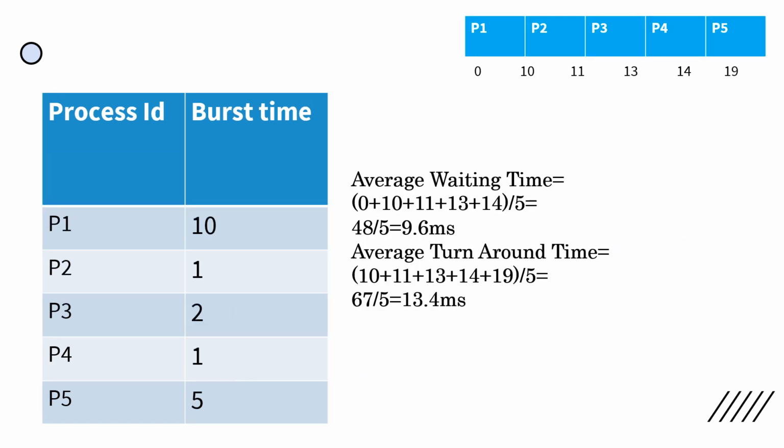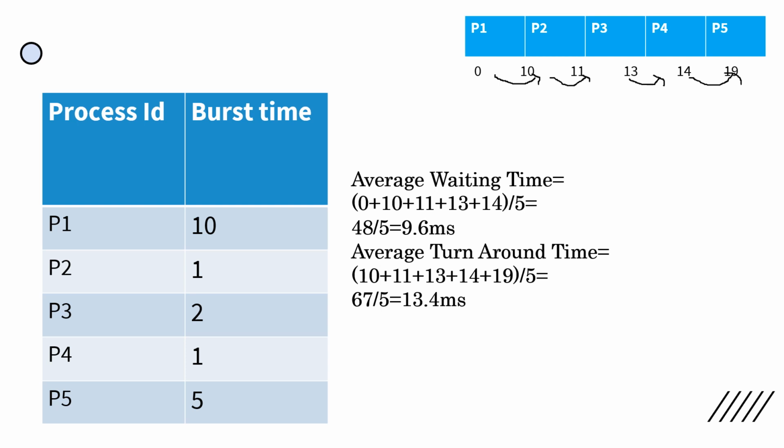Sorry for the network connection. Let me mark it again. It starts at 0, next it goes to 10, next it goes to 11, and as well it goes to the next values.